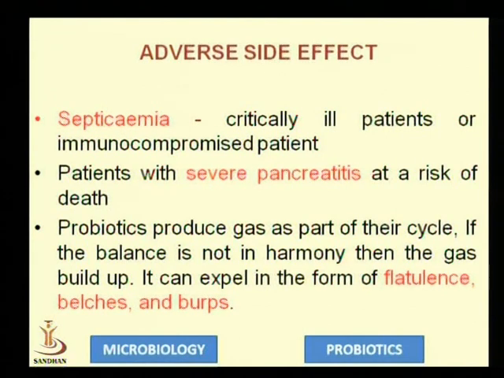Patients with severe pancreatitis will be at risk of death if they consume probiotics. These probiotics produce gases as a part of their normal cycle, and if that gas is not balanced or in harmony with the body, then it will build up and be expelled in the form of flatulence, belches and bumps. So these are the few side effects, but looking at the overall growth prospects, these are particular cases, and probiotic preparations are found to be very effective without any side effects.